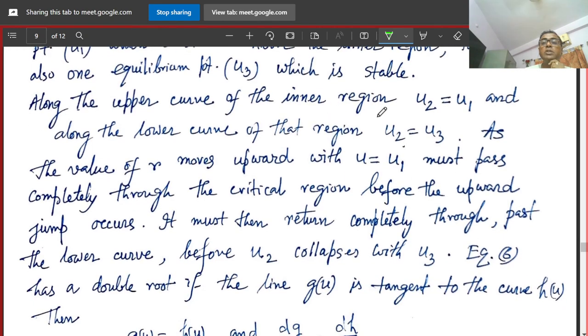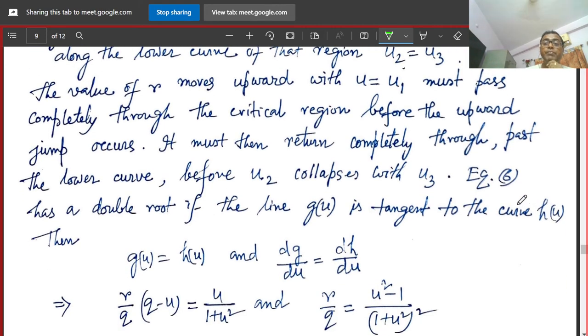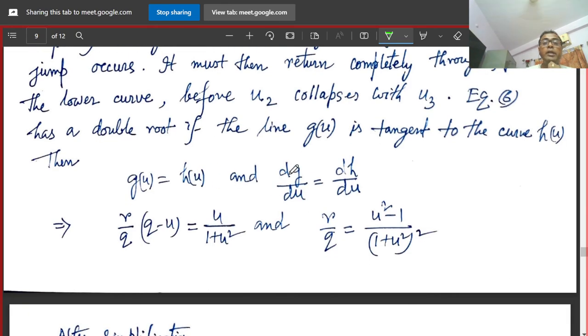Along the upper curve of the inner region u2 equal to u1, and along the lower curve u2 equal to u3. As the value of r moves upward, u1 must pass completely through the critical region before the upward jump occurs. It must then return completely past the lower curve before u2 collapses with u3. Equation 6 has a double root, and the line gu is tangent to the curve hu. Then gu equal to hu and dg/du equal to dh/du. So gu equal to hu gives this, and dg/du equal to dh/du gives this.